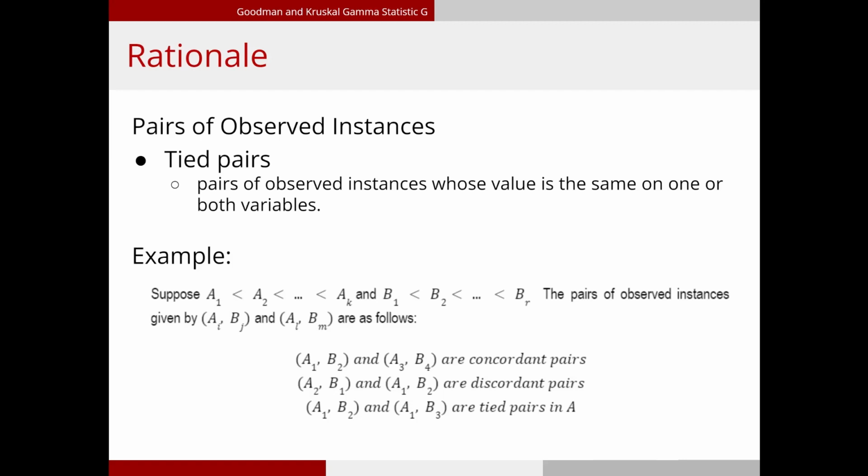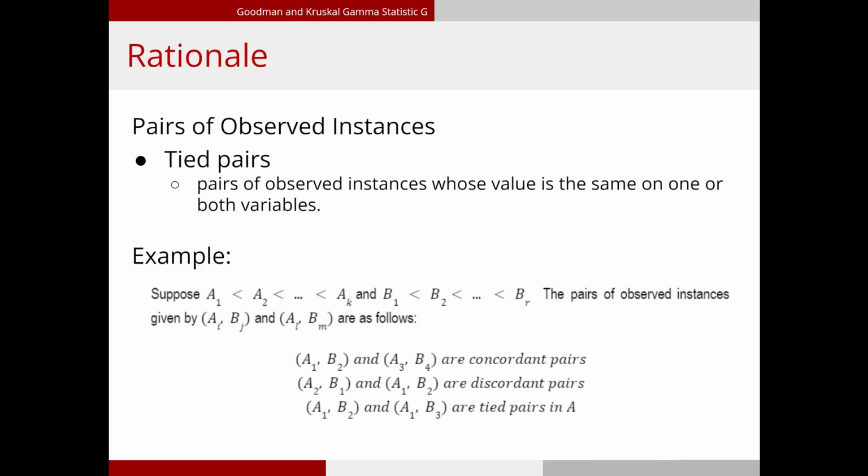So, for example, suppose that we have arranged the categories for variable A and variable B by magnitude, and the pairs of observed instances are as follows. We have the first example, A sub 1 with B sub 2, and A sub 3 with B sub 4, which are concordant pairs since we know that A sub 1 is less than A sub 3, and B sub 2 is also less than B sub 4. Hence, in both variables A and B, the first pair of instances is less than the second pair of instances.